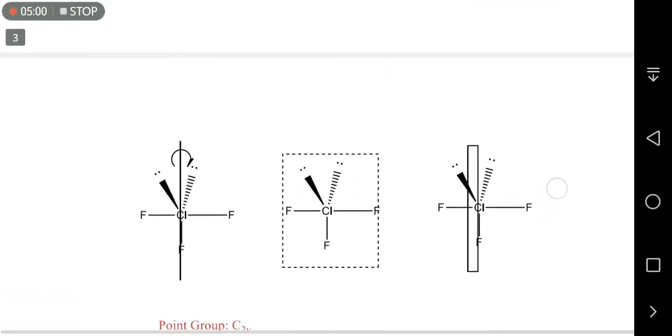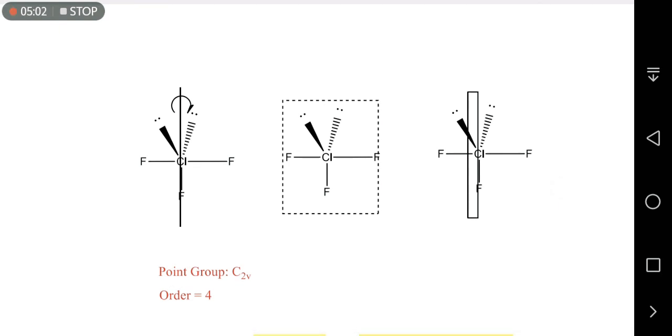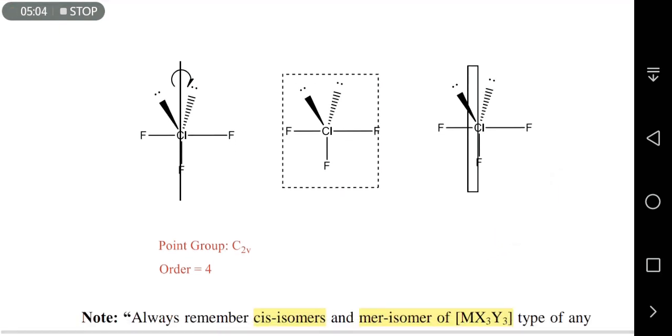See, this is the structure of ClF3. There is one C2 present. By rotating 180 degrees, you can get the same molecule, right? And there are two planes of symmetry. Both are vertical planes of symmetry.